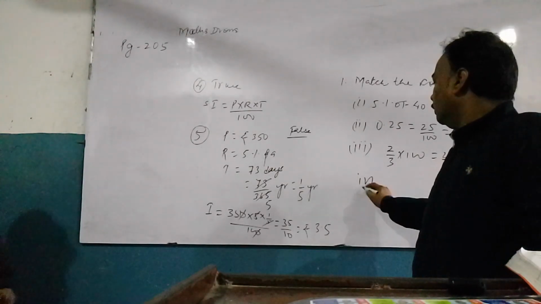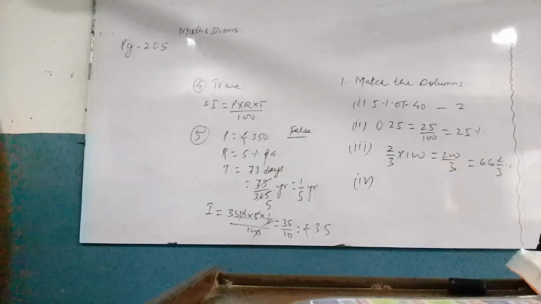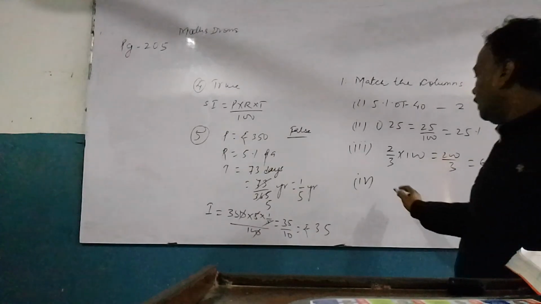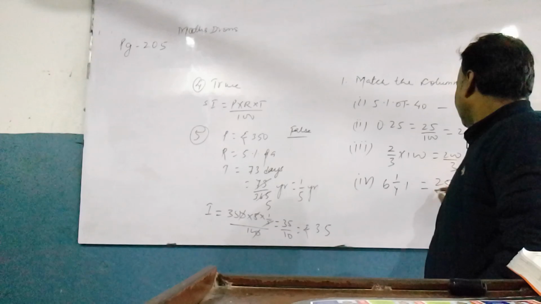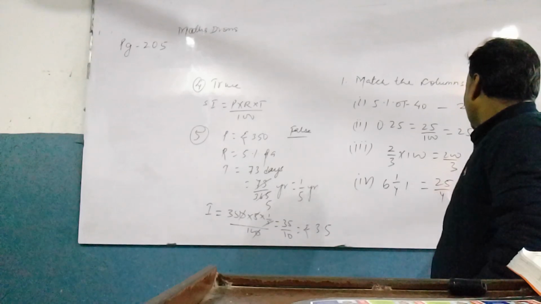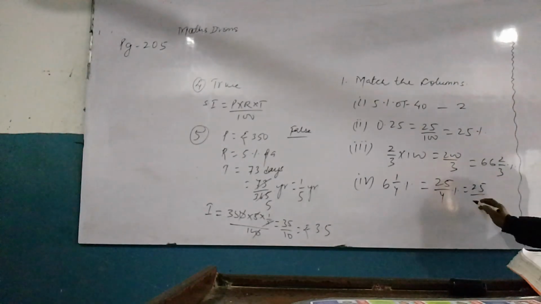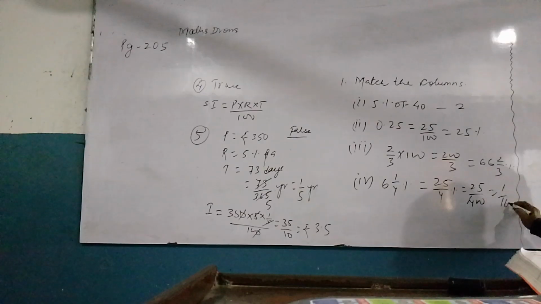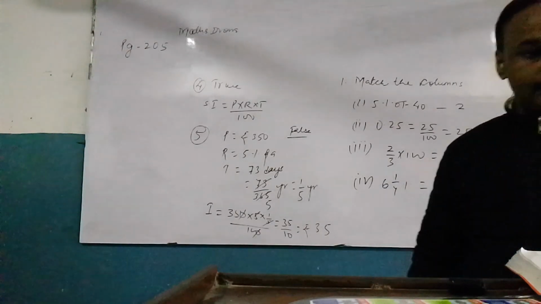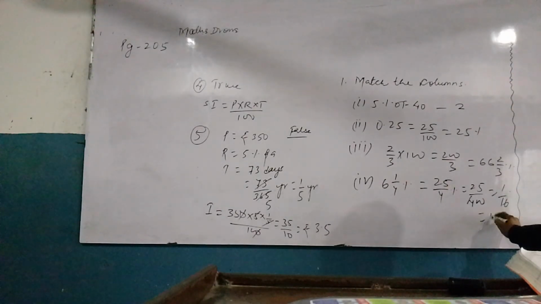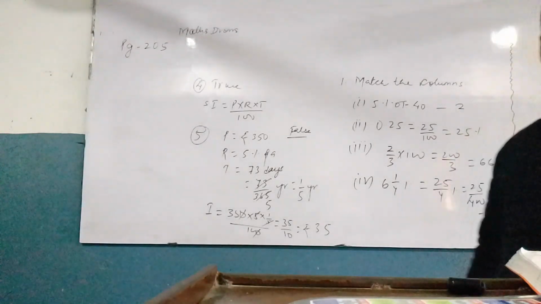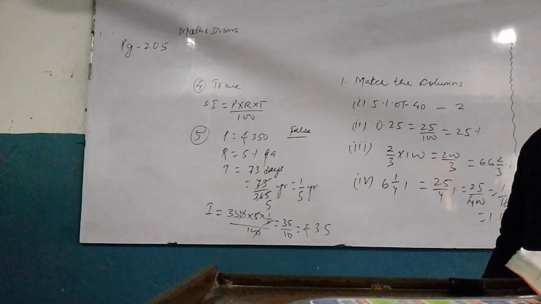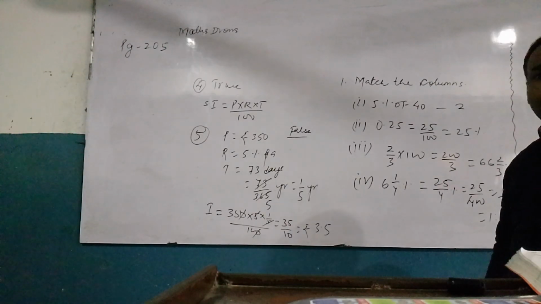So 3A. And number 4, 6 whole 1 by 4%. 6 whole 1 by 4% is equal to 25 by 4% is equal to 25 by 400 is equal to 1 by 16. Means in ratio it is 1:16. So it is B. 4B. So 1C, 2D, 3A and 4B. Is it clear?